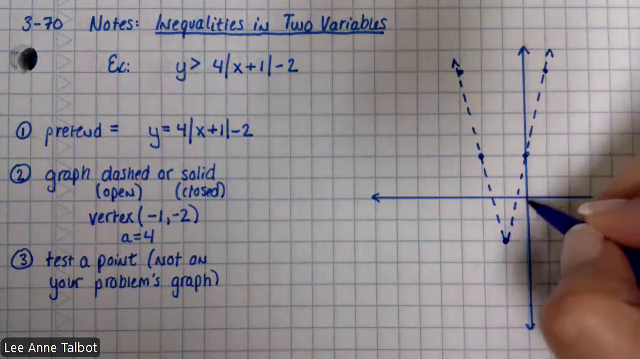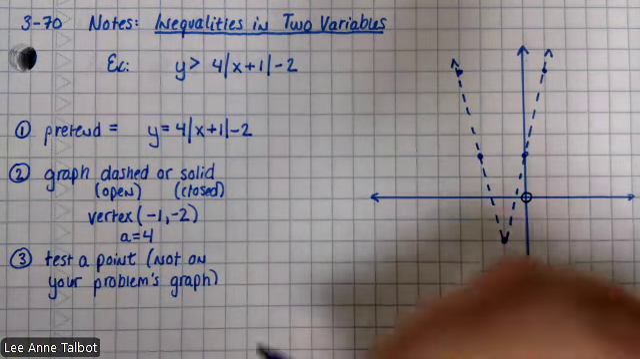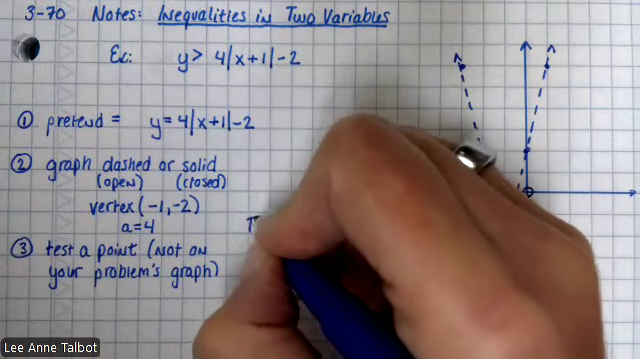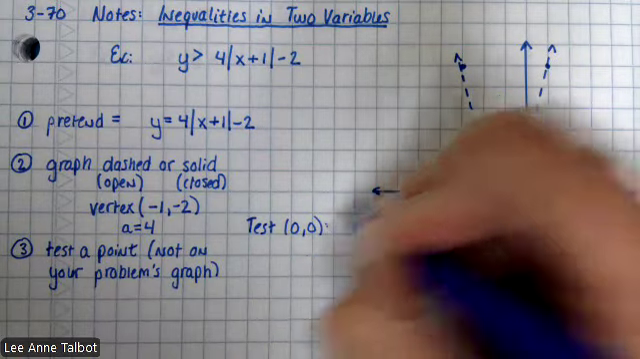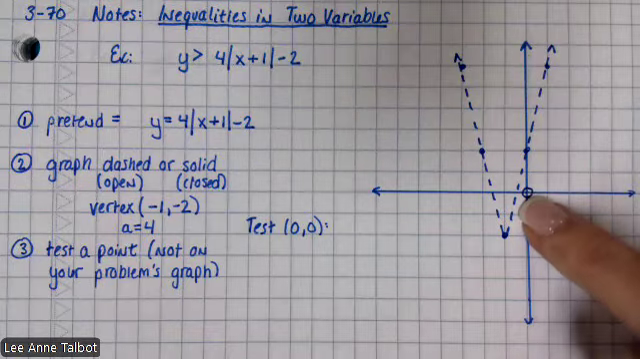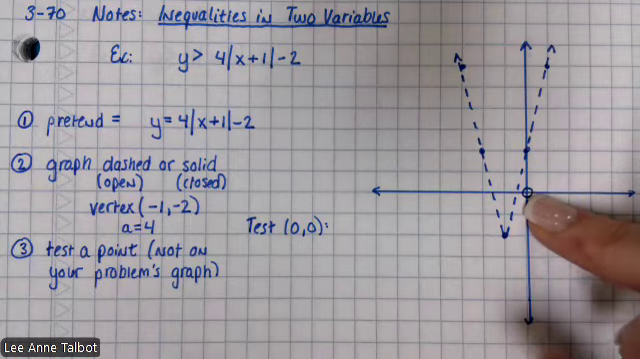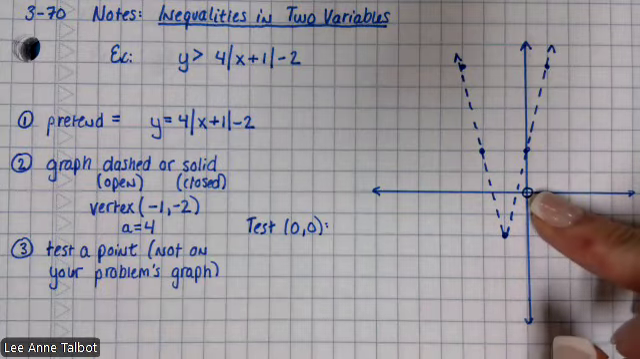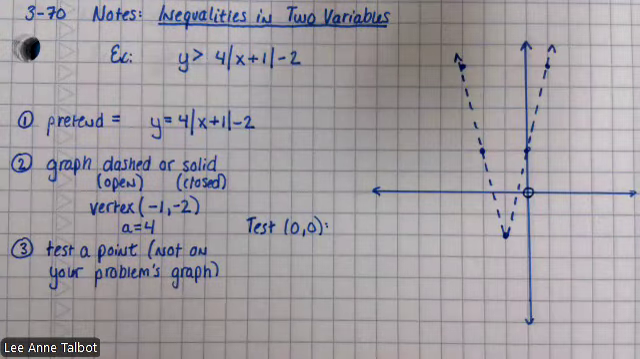0, 0. Okay, and I'm going to put a little circle there just as an indicator that that's the spot I'm going to test. What if the graph goes through 0, 0? What might not be another nice option? 1, 0, 1, 1. Those are my other two backups. Typically, one of those three is available.